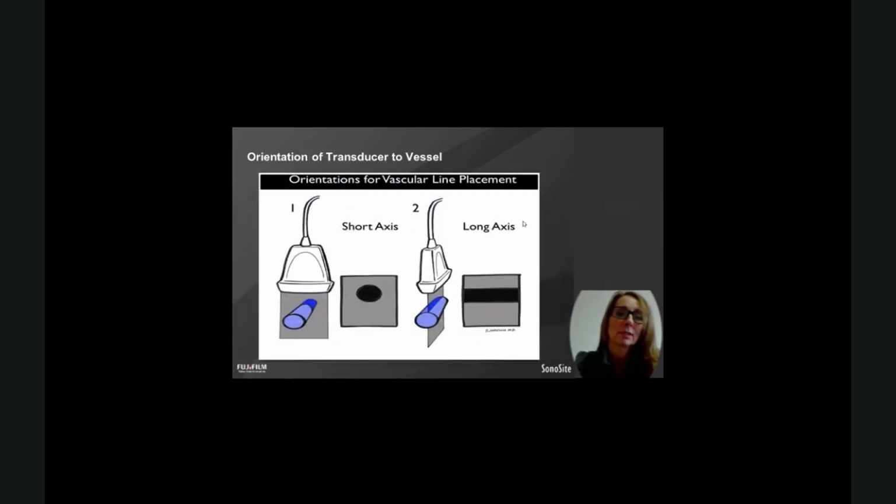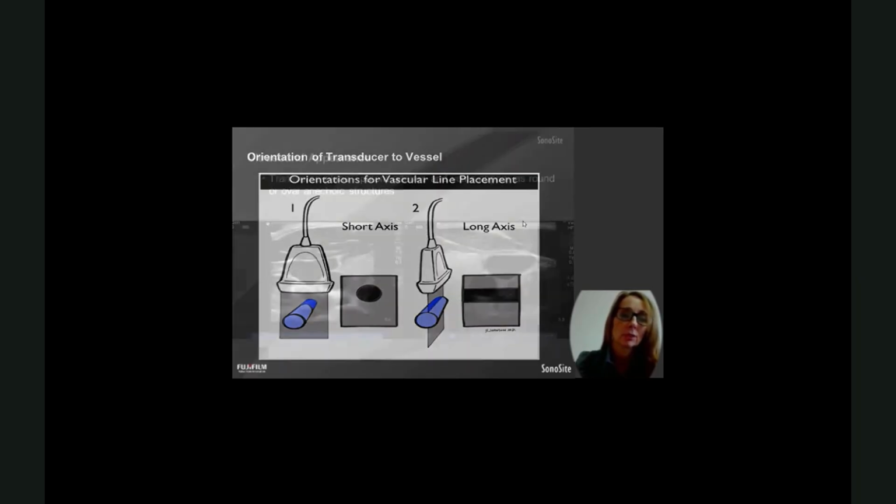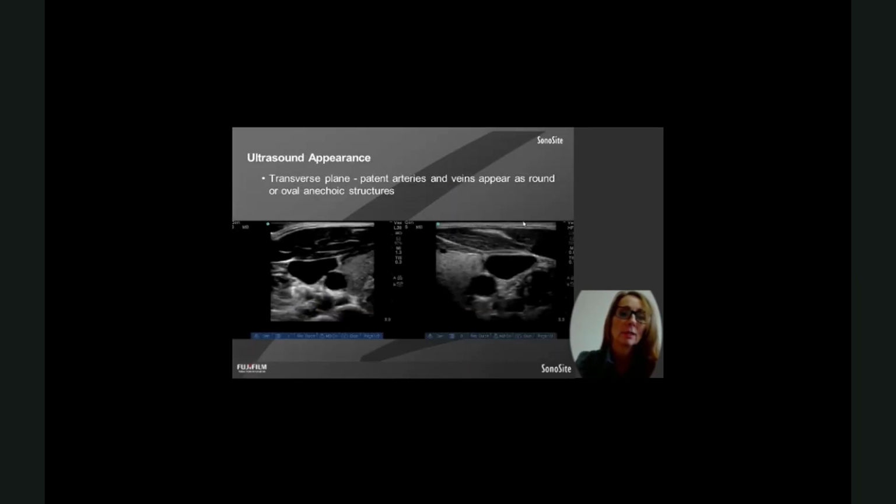So the orientation of the transducer to the vessel, there's the short axis and the long axis. Short axis is also known as transverse. So any patent arteries and veins appear as round or oval anechoic structures. So you can see here there's a couple of black vessels. I just from experience know that's a vein.